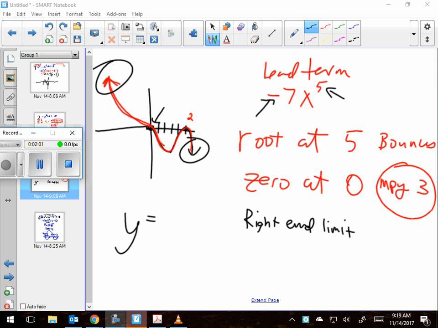Here's the equation you should have said. Now, there's actually more than one variation of it. But I could just write negative 7 in the front of the whole thing. Okay, that would get me my lead term to have a negative 7 on it. And then I need a root at 5, x minus 5. And that one's got to be bouncing, squared. Then I need a root at 0.